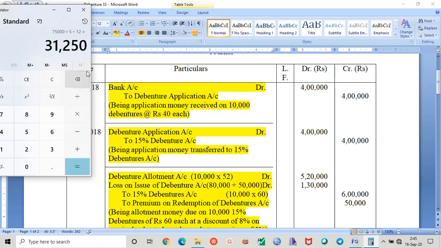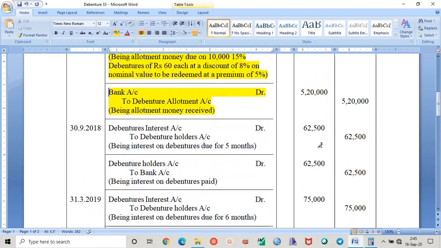Oh, sorry, in the beginning only I made a mistake. Just wait. So 10 lakh is the amount of debentures, right? So into 15 divided by 100, into 5 divided by 12, how much? 62,500. So this 62,500 is the interest for the first period, only for 5 months. So that's how you can get it.